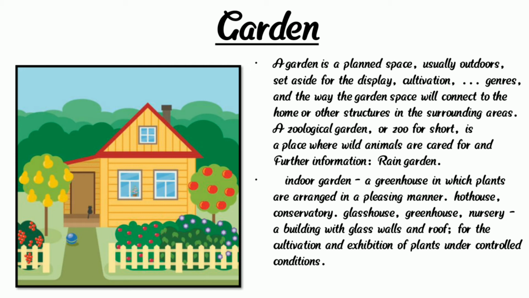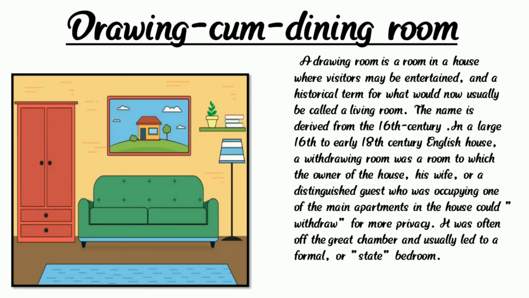So children, everyone understands about the garden, because a garden is a very beautiful place and it gives us peace and also a good feeling. So children, now we are going to learn the next slide, and the next place is in our house. So which is this? It is a drawing cum dining room.